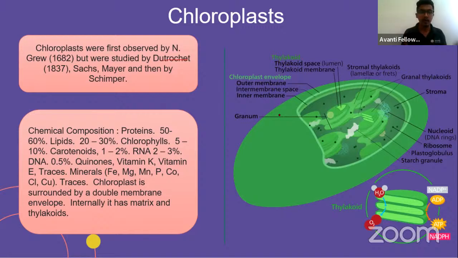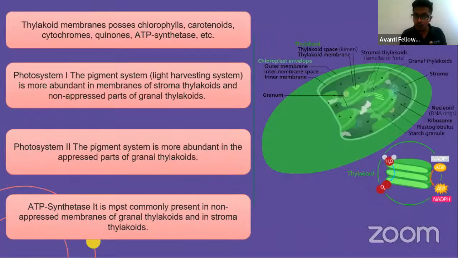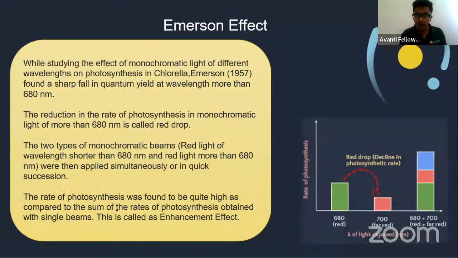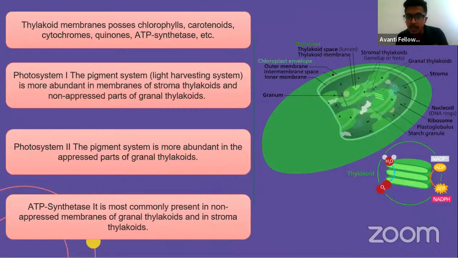A double membrane cell organelle, I can tell. Correct? So, do I have a good picture of the chloroplast? See, look here, guys. I want you to concentrate here so that we will understand the further things. We have the outer membrane and we have the inner membrane, and between these membranes there is a space, correct?